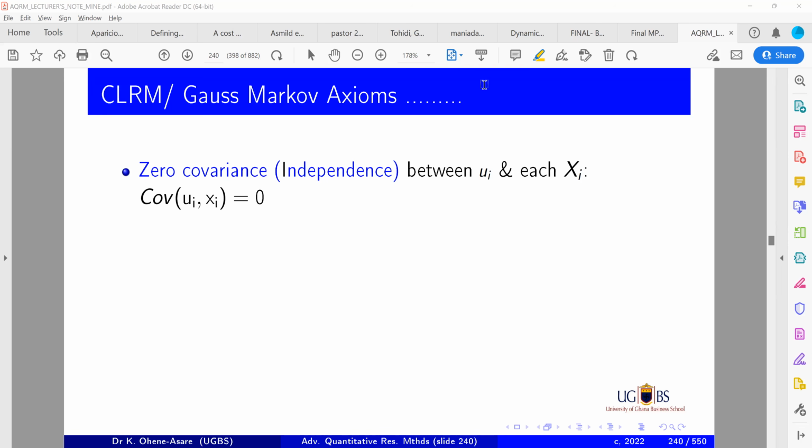I'll come back to this point because it's more pronounced in panel data econometrics. So now you are dealing with the problem of endogeneity. And when you hear of endogeneity, of course, there are three things that cause endogeneity to happen. And one of them is this, a zero covariance. And please note, it's between the errors and the independent variable.